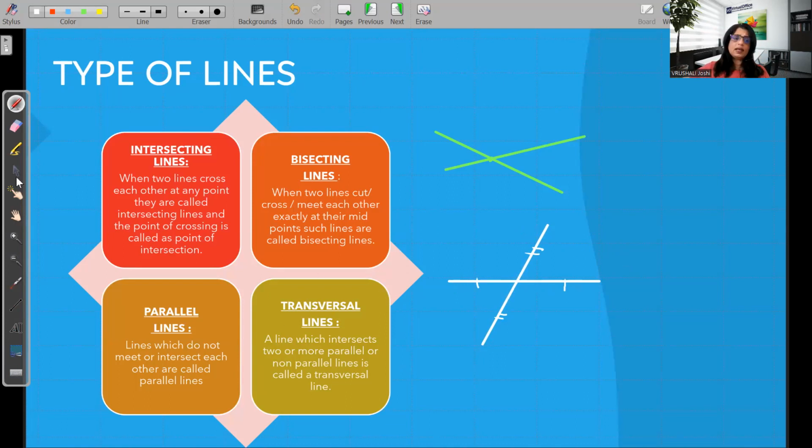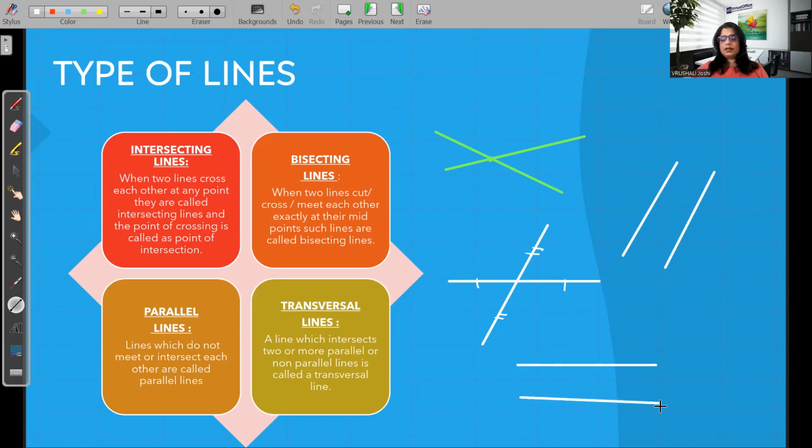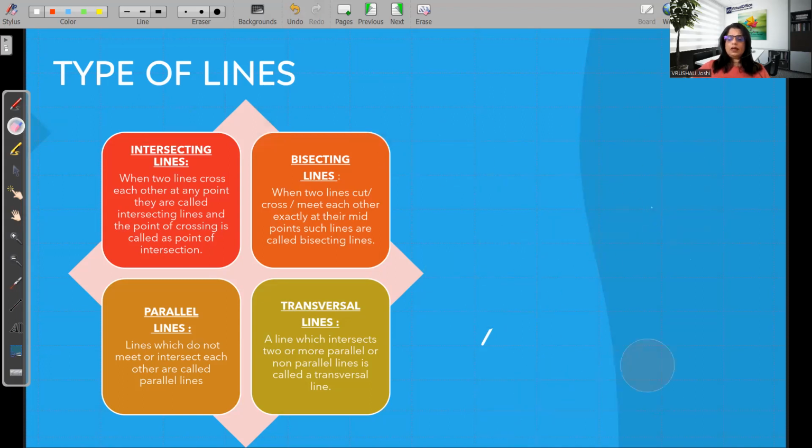Then we have parallel lines. What is the meaning of parallel lines? Parallel lines means lines which never meet each other. We are going to study parallel lines a little more in detail. Then we have transversal. If there are two or more parallel lines, or if there are two lines. Okay, let's study about transversal a little more. I'm going to erase this and see what is transversal.